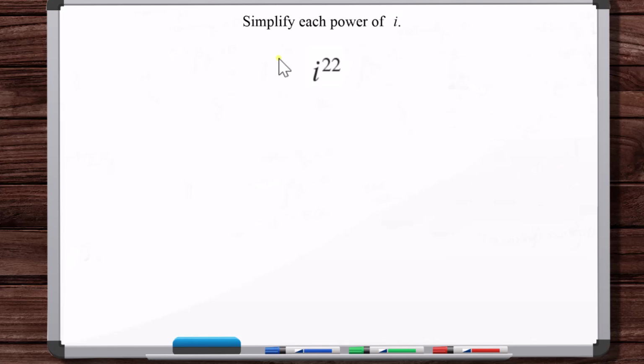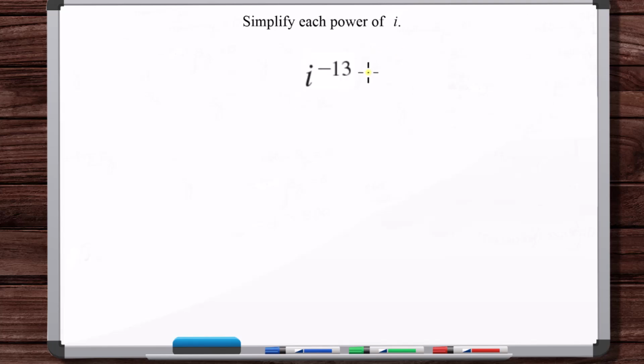Okay, so i to the 22nd. We know that 4 times 5 is 20, so write this as i to the 20th times i squared. i to the 20th is 1, i squared is -1. That's the answer. Next, 4 times 5 is 20, so we have i to the 20th times i cubed. This is 1, and i cubed we know is -i. Next, we know that 8 times 4 is 32, so this is just going to be 1, because 32 is a multiple of 4.